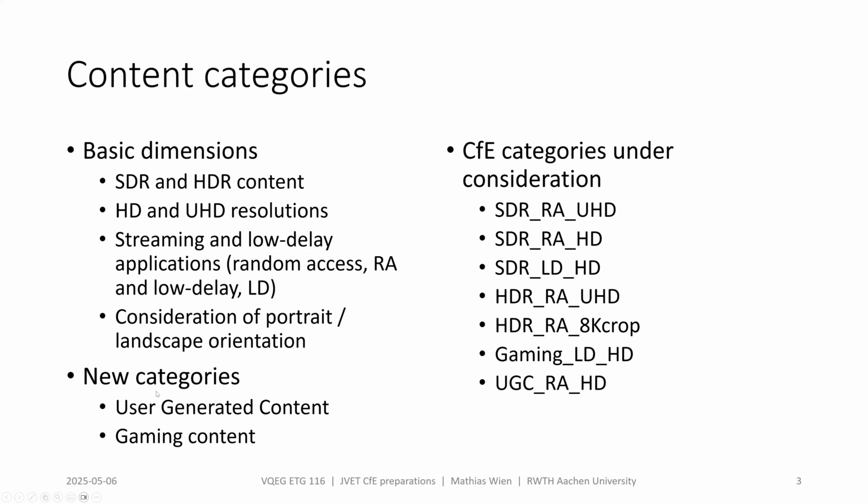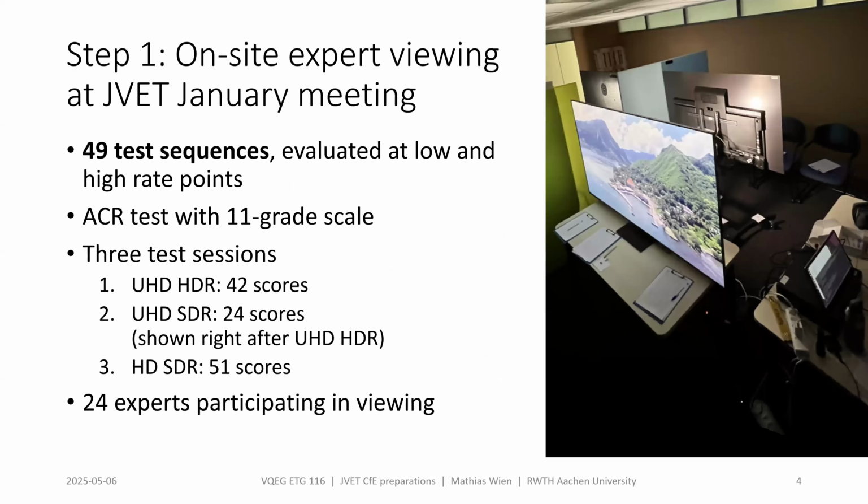And then the consideration of new categories was also considered to be very important, which includes user-generated content, so UGC, and also gaming content, which was not so much in focus in previous JVET developments. So we came up with these 7 categories, which are just short names with different combinations of whatever we have here, with the portrait/landscape aspect being mostly in the low delay case and in the gaming and user-generated content categories.